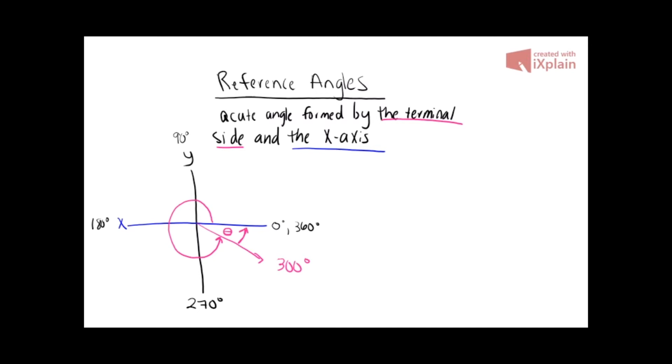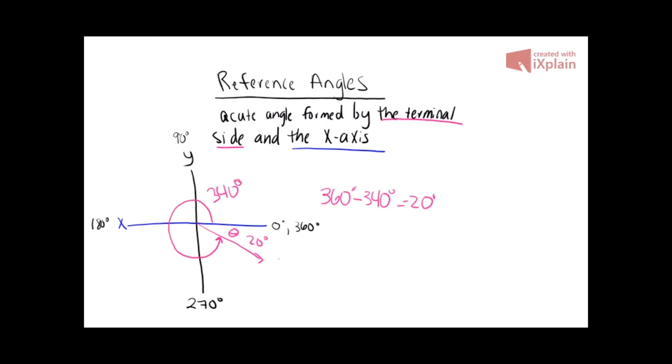So we're looking for this angle here. So to go from 300 to 360, that's another 60 degrees. So the other thing we can do is take 360 and subtract that angle to get our reference angle. So let's say that this was 340. So try to find the reference angle for 340. Go. So we subtract 340 from 360, we get 20 degrees. So our reference angle is 20 degrees.